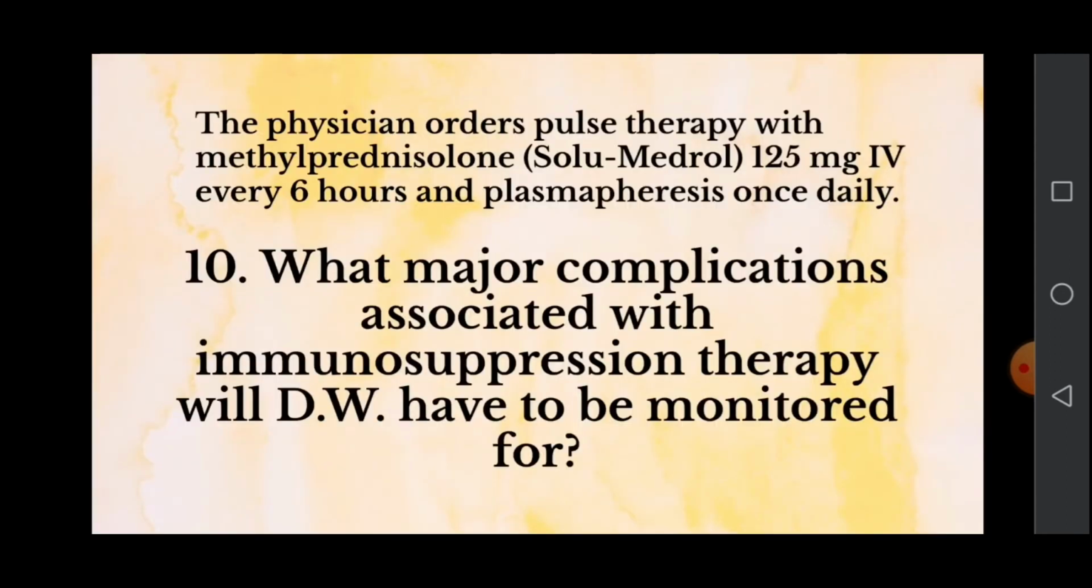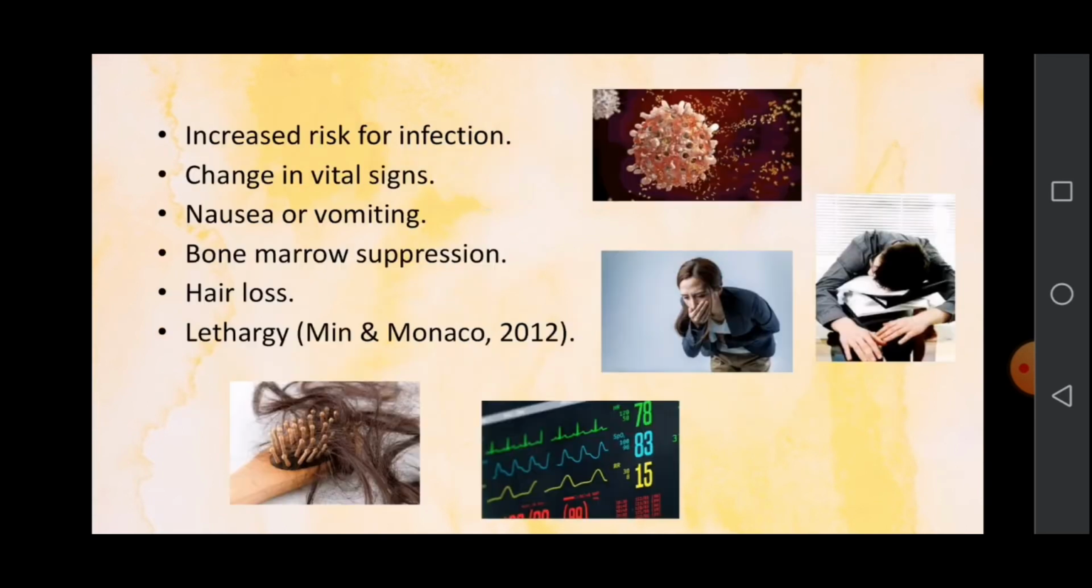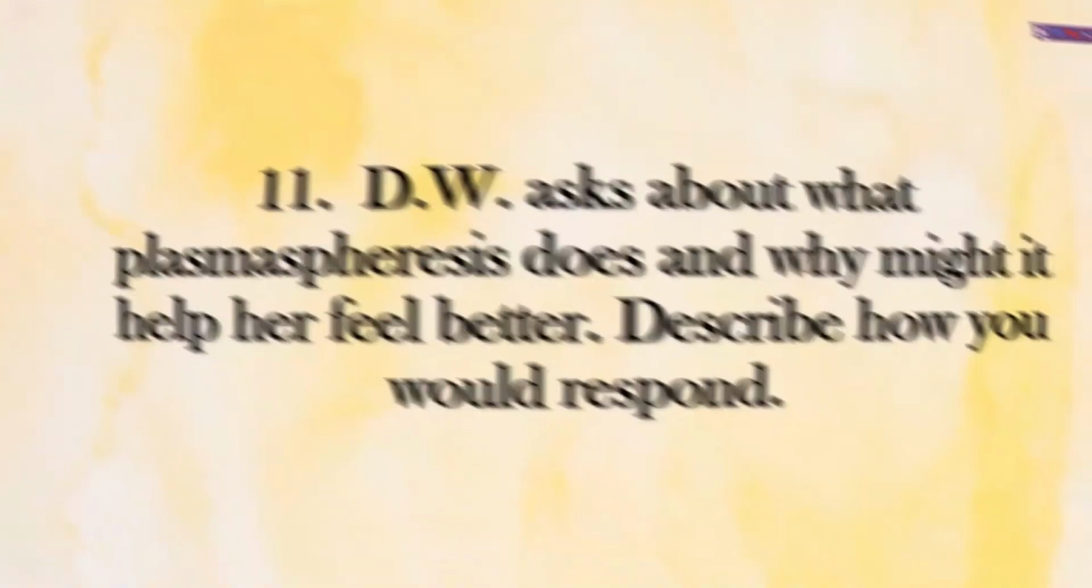Question 10. What major complication is associated with immunosuppression therapy? The major complications of immunosuppression therapy include increased risk for infection, change in vital signs, nausea or vomiting, bone marrow suppression, hair loss, and lethargy.